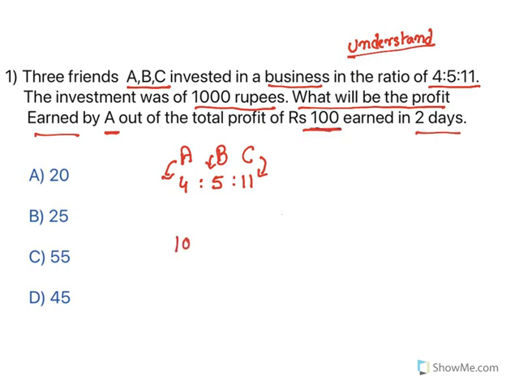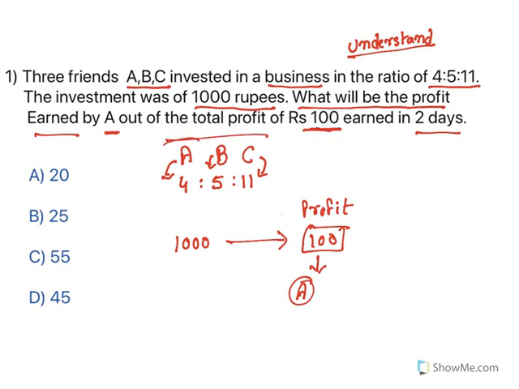Their initial investment is 1000 rupees and the profit earned is 100 rupees. Now what is being asked? This is the profit earned, and what proportion will A get? Out of this profit, what is the share of A? You don't need how much they have invested and you don't need how many days. These are all extra information. You need only the ratio of all three and the profit share of A.